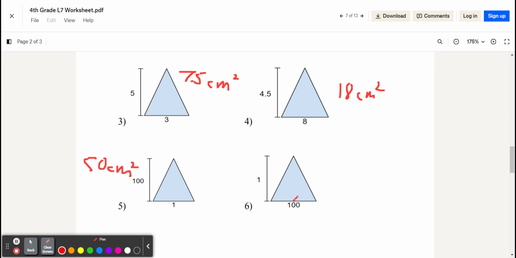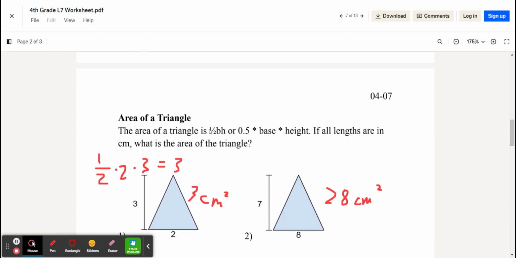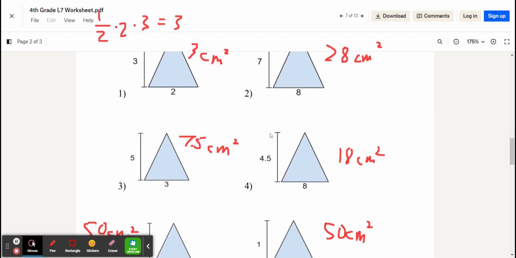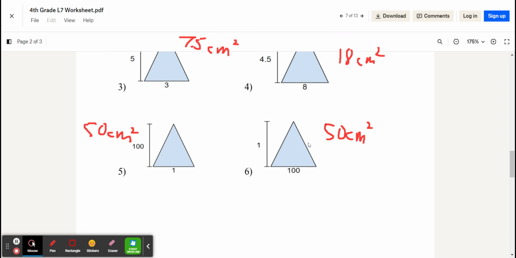Next problem, 1 times 100. 1 times 100 is 100 divided by 2 is also 50 centimeters squared. And so you can see that even if you switch the base and the height, you will get the same answer, because if we look back at the formula, it's 1/2 base times height. Since they're all just being multiplied together, none of them has a preference or affects it more. So we should be able to switch them without having a different answer.